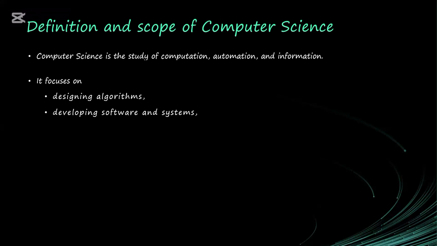Okay. So it also focuses on developing software and systems. Basically, you cannot do anything without it. For now, the computer is basically hardware. But the computer will need software to perform those things that you want it to perform. So, developing software and developing systems. That's what computer science focuses on: designing algorithms and developing software and systems.